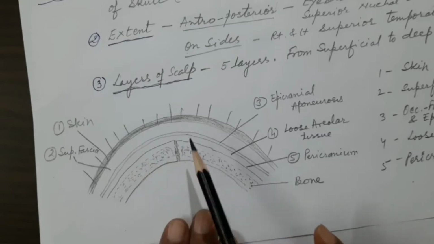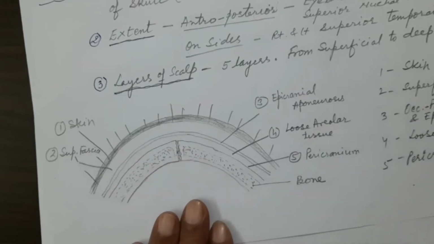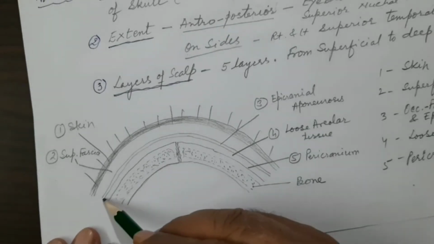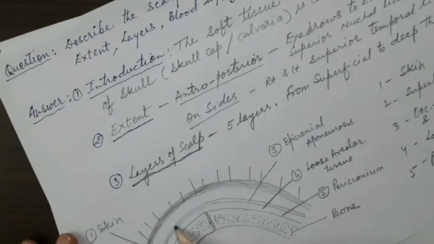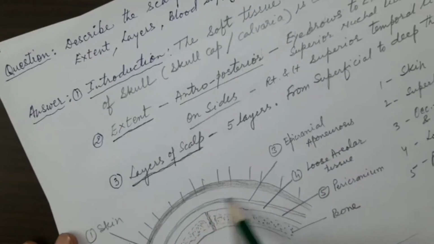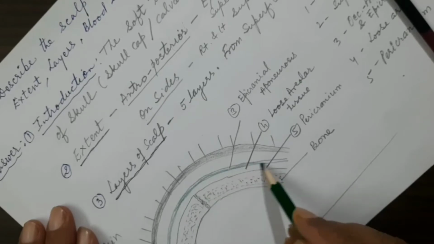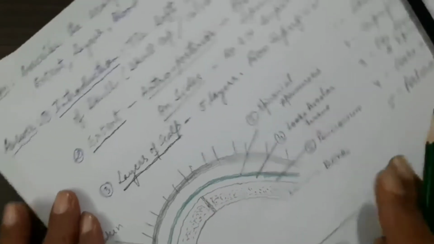Now this skin is adherent to the third layer, which is the epicranial aponeurosis, and I will use green color to draw it, as it is made up of dense connective tissue of collagen bundles. So this is the third layer which I am drawing here, and this is the common tendon of the occipitofrontalis muscle, which we call the epicranial aponeurosis.